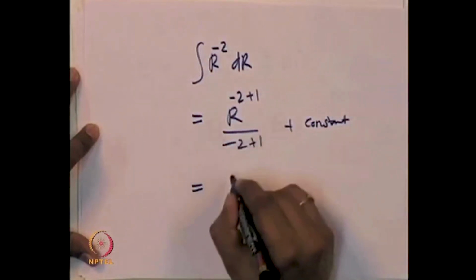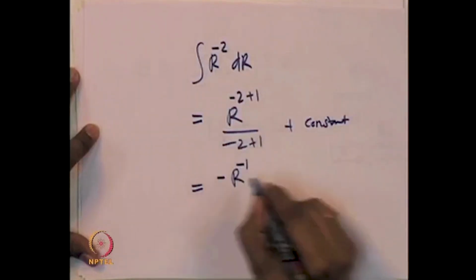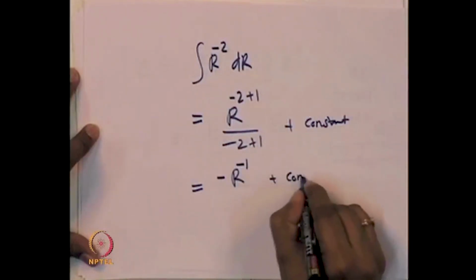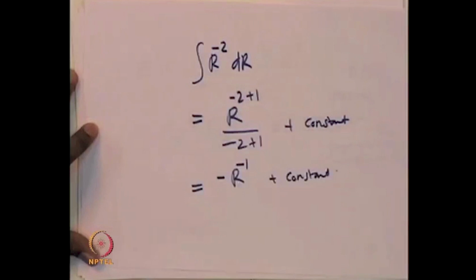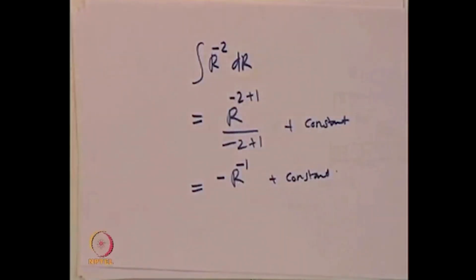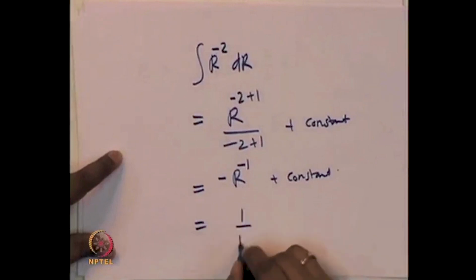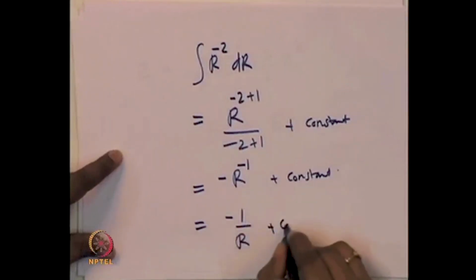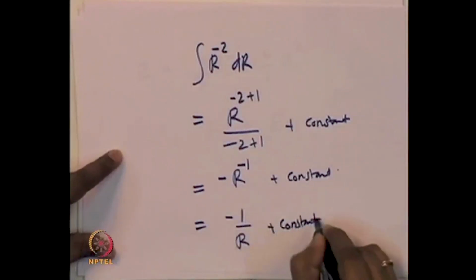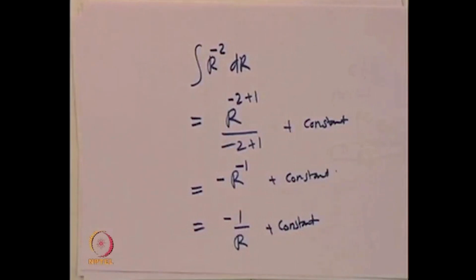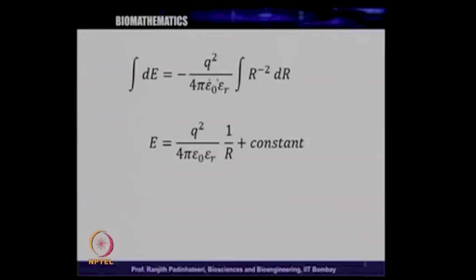and this is r power minus 1 with a minus sign. This is what integral r power minus 2 dr is. So, essentially you will get r power minus 1, which is 1 over r, with a minus sign plus a constant. So, have a look at this here in the slide. You get a minus sign extra, this minus sign goes away, and q square 4 pi epsilon 0 epsilon r remains the same, and r power minus 2 becomes 1 over r plus a constant.